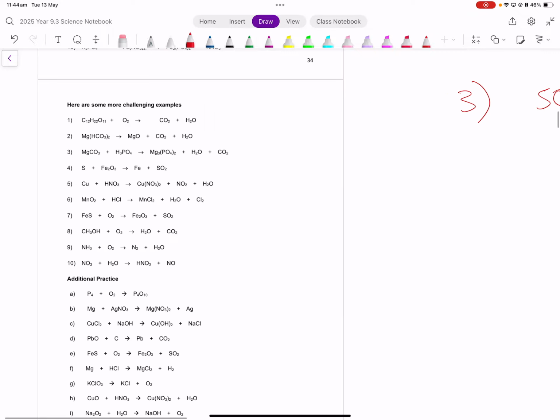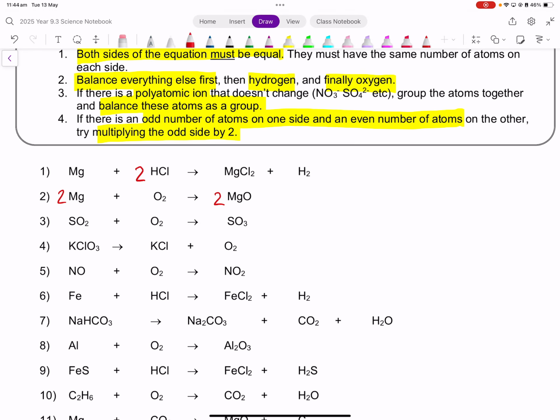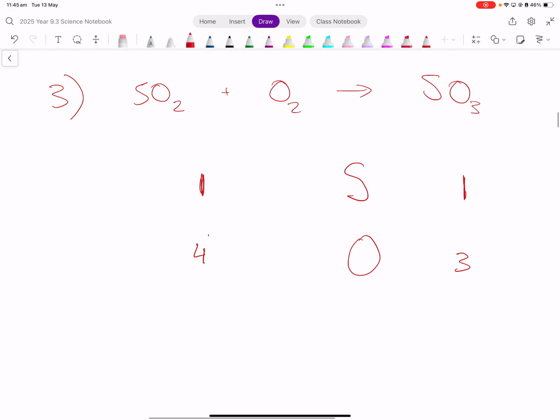And here's where we're going to use one of our final rules. Okay? If we go back to rule 4 that we had earlier, if there is an odd number of atoms on one side and an even number of atoms on the other, try multiplying the odd side by 2. So what we're going to do, when we have a look at this example, we're going to multiply the odd number by 2. So is that the reactants or the product side? The product side. So I'm going to multiply everything by 2. And what that does is it changes the number of sulfur and the number of oxygen so that I've now got 2 sulfur and I have how many oxygens? 6, because I have 2 lots of 3 oxygens, so 6.